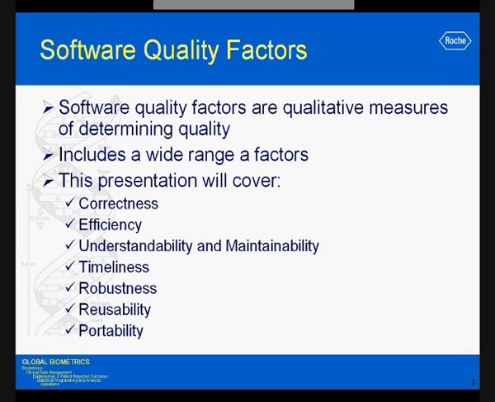There are many more software quality factors, things that may not be so relevant to us in SAS programming in the pharmaceutical industry, such as security, maybe even completeness.